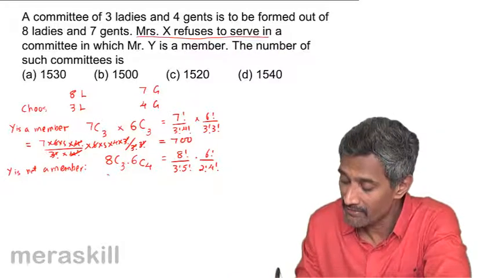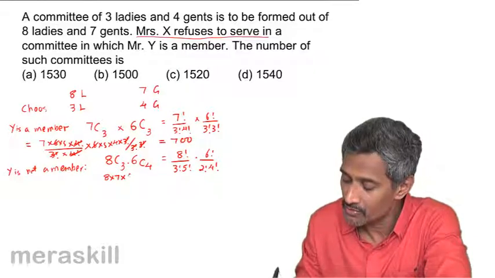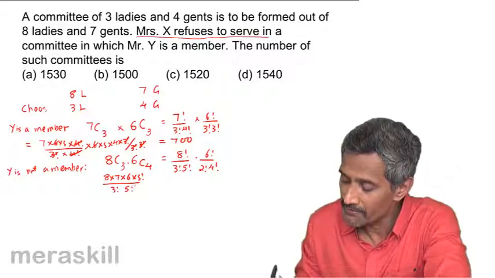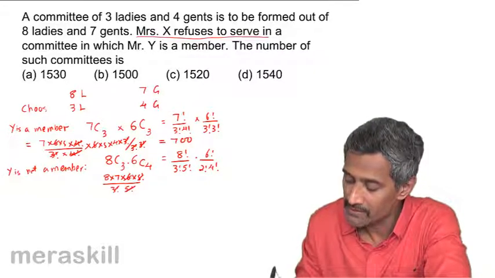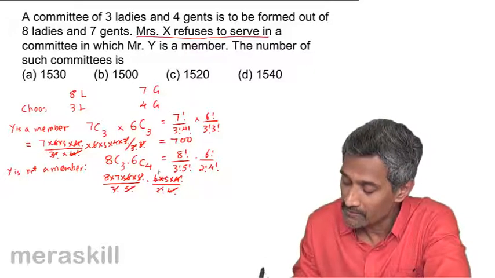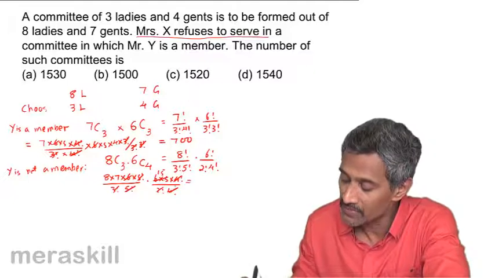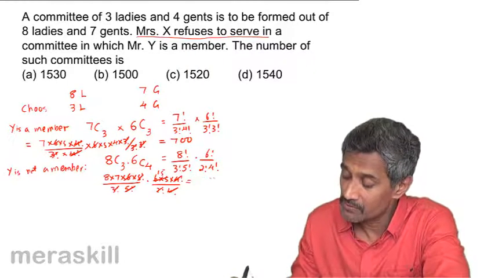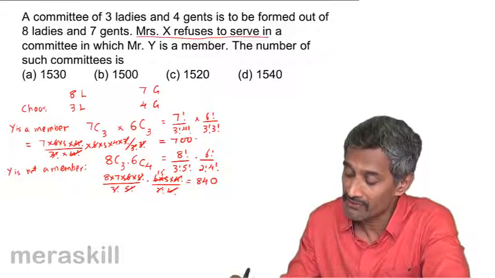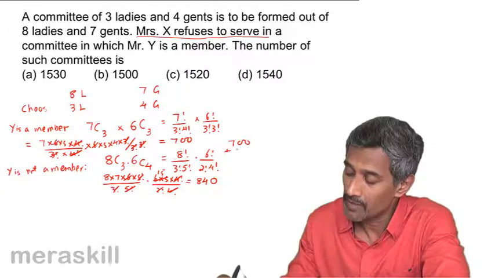And here what do we have? 8 into 7 into 6 into 5 factorial upon 3 factorial into 5 factorial. This gets cancelled, and hence it is 56 into 6 into 5 into 4 factorial upon 2 factorial into 4 factorial, which gets cancelled. That is 15. So it's 56 into 15, which is 840. So it's 700 plus 840, which will be 1540.